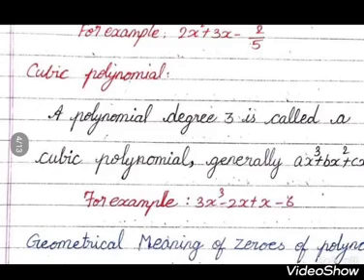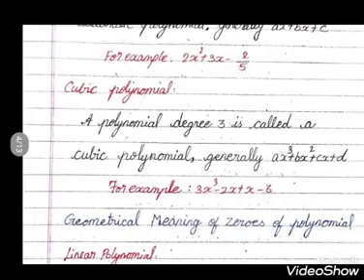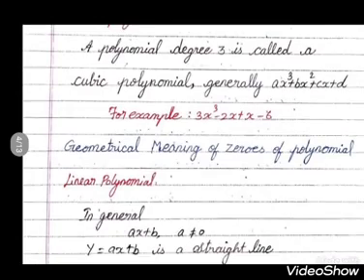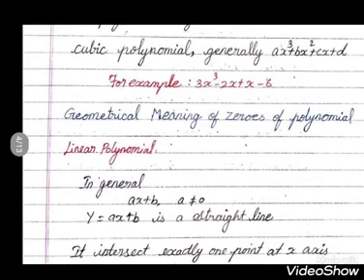Next we move on to the geometrical meaning of zeros of a polynomial. First, we take the linear polynomial. For a linear polynomial, you know the degree is 1. In general, ax plus b, where a is not equal to 0, and y equal to ax plus b is a straight line. So ax plus b is the linear polynomial equation, and we take it as y equal to ax plus b.